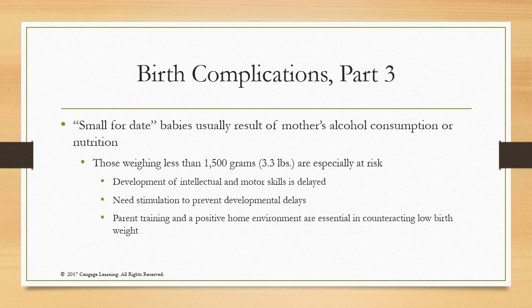Another birth complication is small for date. Those are babies born at a normal due date, past 38 weeks, but they are weighing in small, so less than average for a full-term baby. Those babies usually are a result of the mother's alcohol consumption or poor nutrition. The ones that are most vulnerable are those weighing less than 1,500 grams or 3.3 pounds, and they're especially at risk for the development of intellectual and motor skills delays. They need stimulation to prevent developmental delays, and parent training and a positive home environment are essential in counteracting low birth weight.